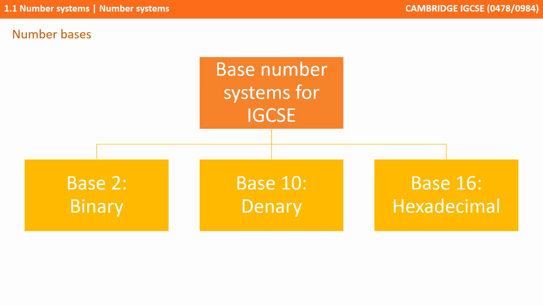Now, along with our base 10 denary number system that we're all well aware of, there are two other base number systems you have to become familiar with for GCSE, and we're going to take a look at those now, and that's base 2 binary and base 16 hexadecimal.